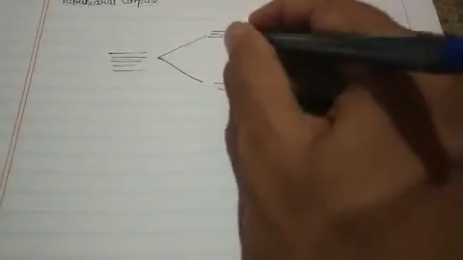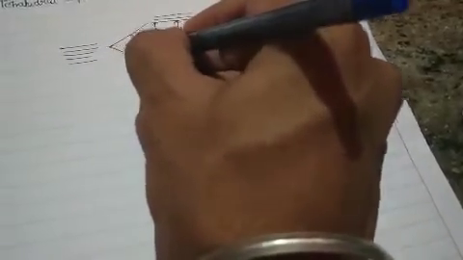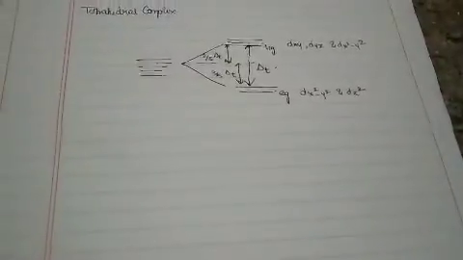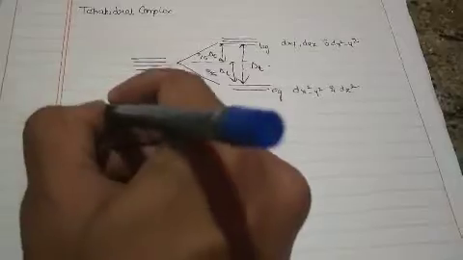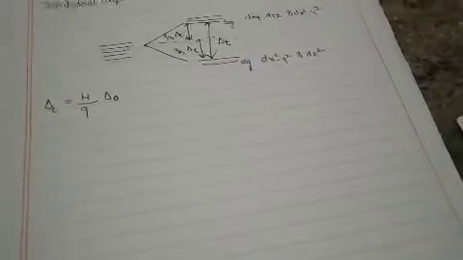Whatever the splitting magnitude is, it is represented by delta T. From the barycenter, the T2G set has been increased by an energy of 2 by 5 times delta T, whereas the EG set has been decreased by 3 by 5 times delta T. If we compare both crystal field splittings, you can easily say that delta T is 4 by 9 times delta naught.